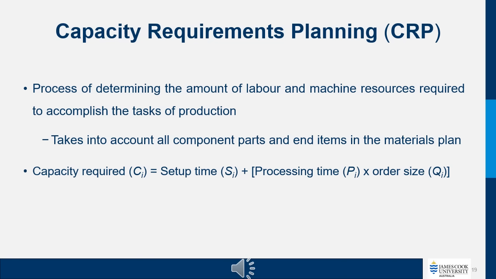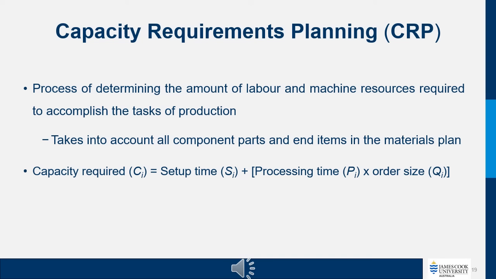Capacity requirement planning, or CRP, is a process that focuses on determining the amount of labor and machine resources required to accomplish the production task within a given time frame. It takes into account all the component parts and end items specified in the material planning. The goal of CRP is to ensure that the available capacity of the production system aligns with the demand placed on it. By analyzing the production schedule and considering factors such as setup time, processing time, and order size, CRP helps determine the capacity required for each operation or work center.